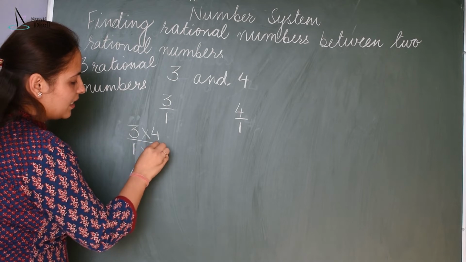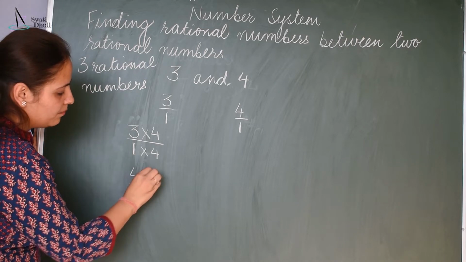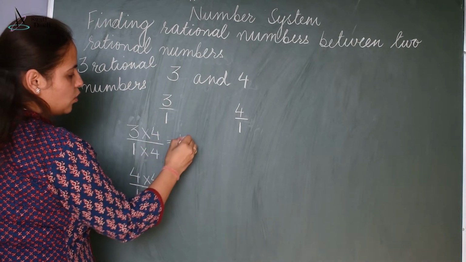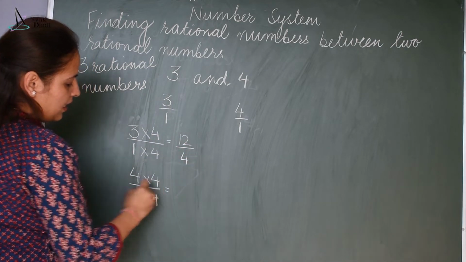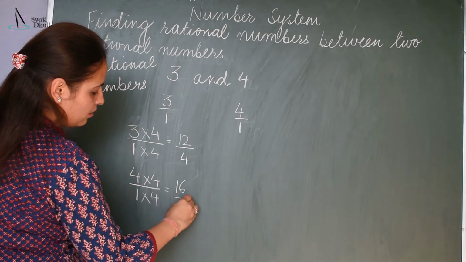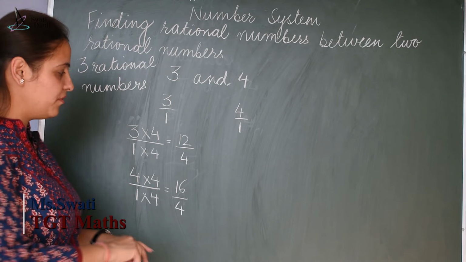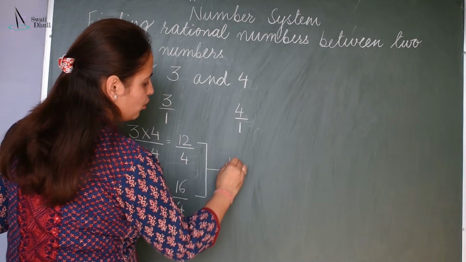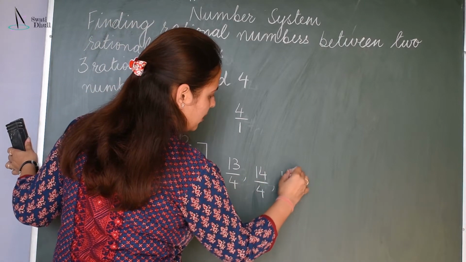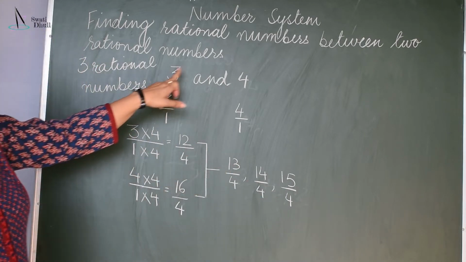When I am multiplying the denominator, I have to multiply the numerator also. Similarly here, I have to multiply by 4. So 3 fours are 12 divided by 4, and here 4 into 4 is 16 divided by 4. Now can you write the rational numbers between both of them? The rational numbers between both of them are 13 by 4, 14 by 4 and 15 by 4. So these are the three rational numbers between 3 and 4.